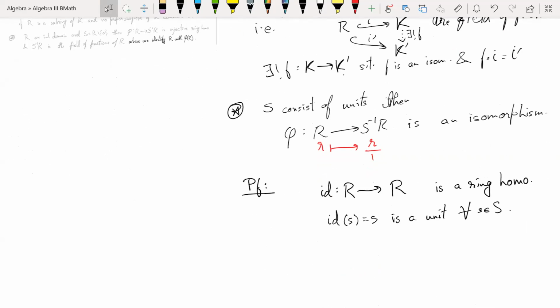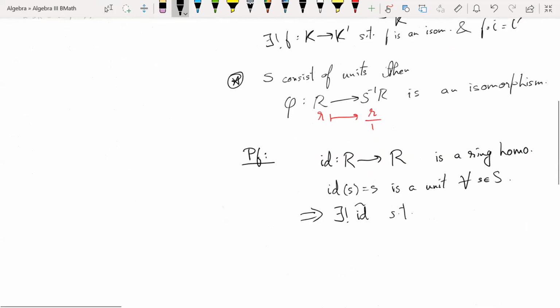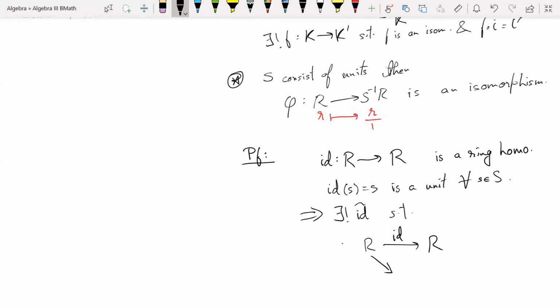That this map identity has to factor through phi. So this implies there exists a unique map, identity tilde, such that this map, the identity map from R to R, factors through S inverse R. So this is the phi map, and this is the identity tilde map. So this exists and is unique. That is what the universal property of localization tells us.